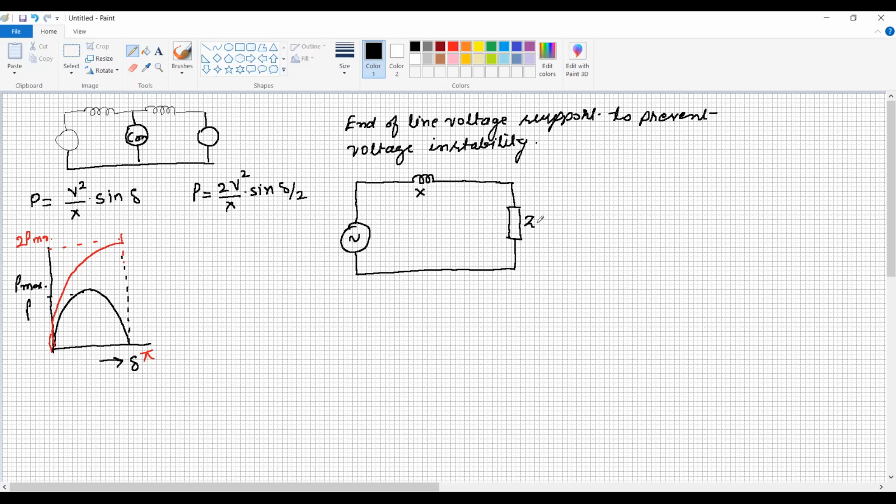The impedance of the load is say Z, and this is the sending bus and this is the receiving bus. The voltage at the receiving bus is VR, and the sending end bus voltage is Vs. So this is a simple radial system. This diagram is an uncompensated diagram. Here we have not connected any compensation, neither mid compensation nor shunt compensation at the receiving end.